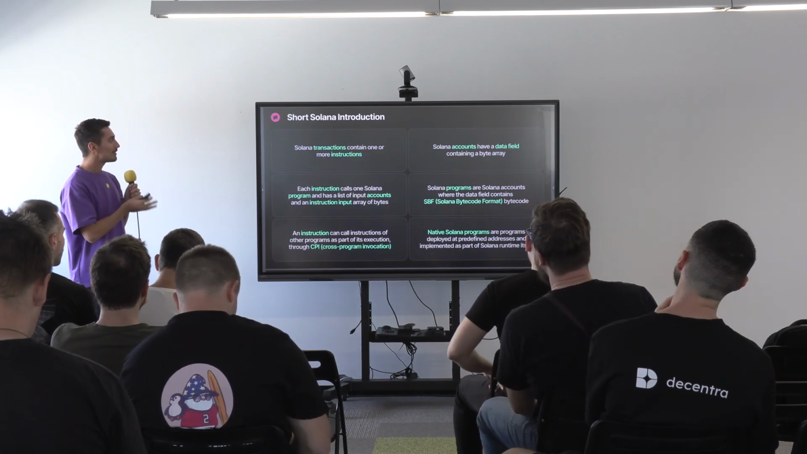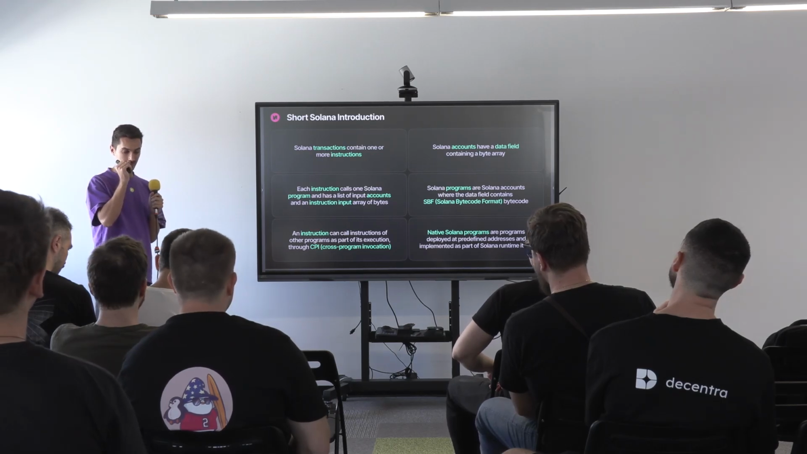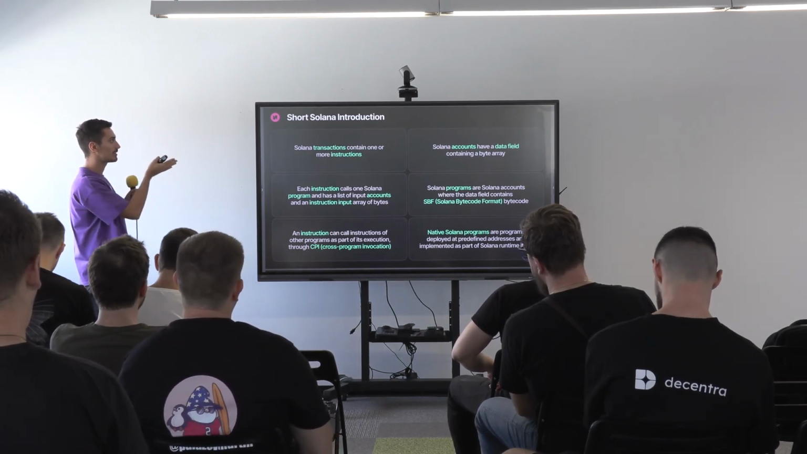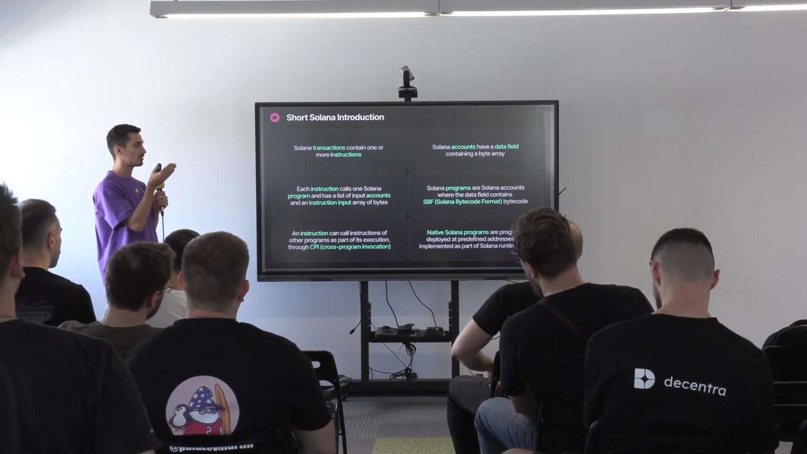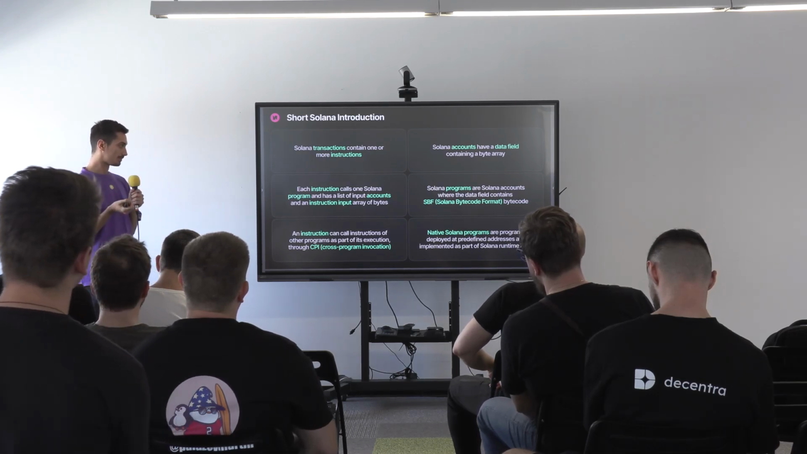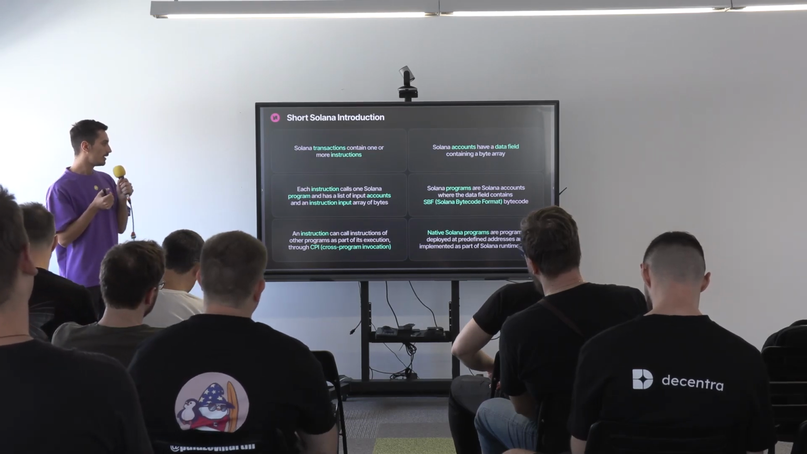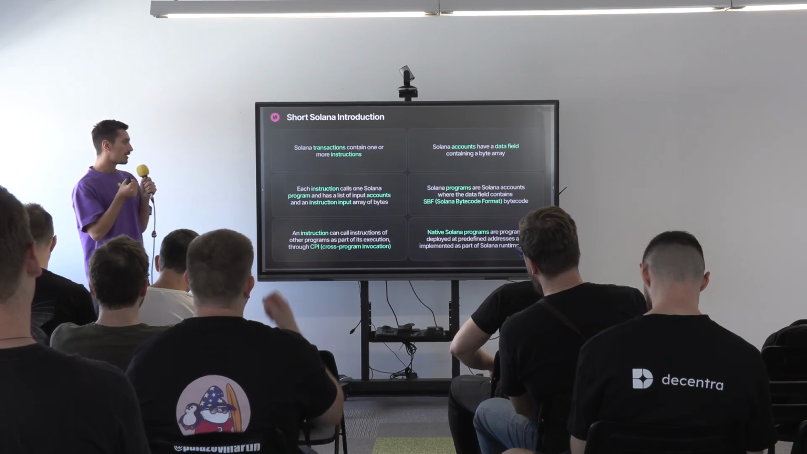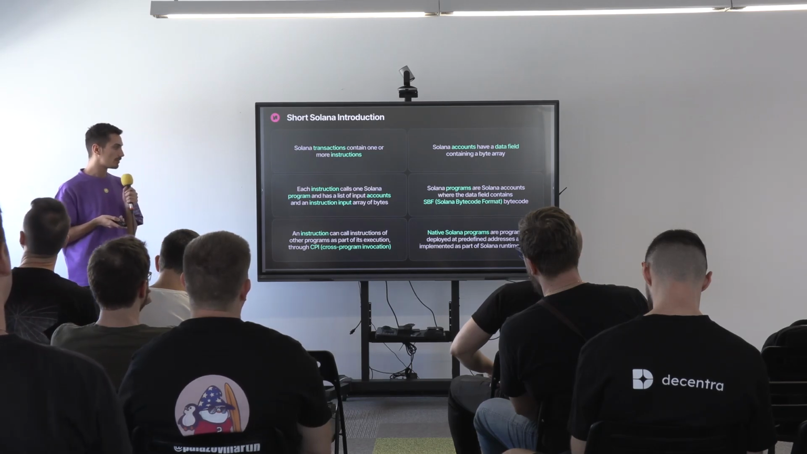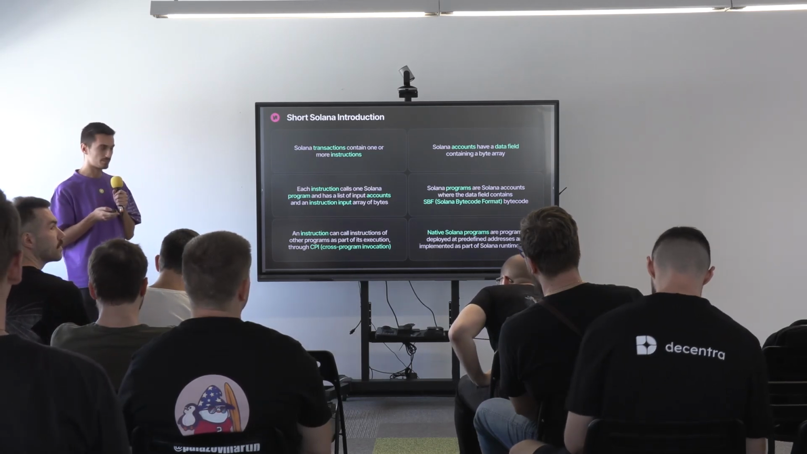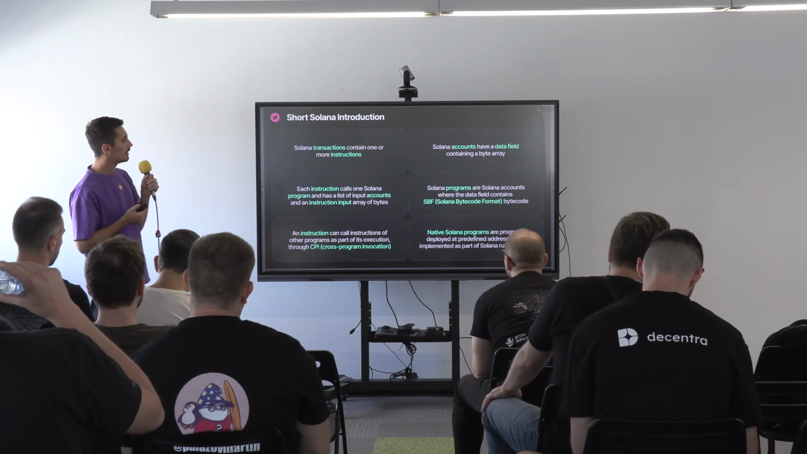I will start with a short Solana introduction because I don't know how many people are familiar with Solana concepts. Basically, a Solana transaction has one or more instructions. Each instruction calls one Solana program and has a list of account inputs and also a byte array as an instruction input. An instruction can also call other instructions of other programs as part of its execution through a mechanism called cross-program invocation. It's basically like in a normal runtime where you call another program from yours.